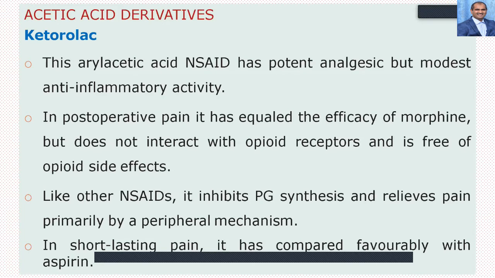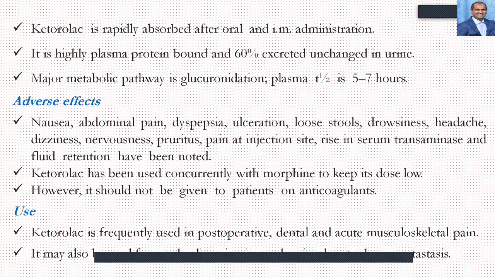So in short-lasting pain, it has compared favorably with that of aspirin, very similar to aspirin. Ketorolac is rapidly absorbed on oral and intramuscular administration, it is highly plasma protein bound, and 60% is excreted in urine. Why should we learn all these things, you may ask? This is very important when you are going to use two drugs simultaneously.